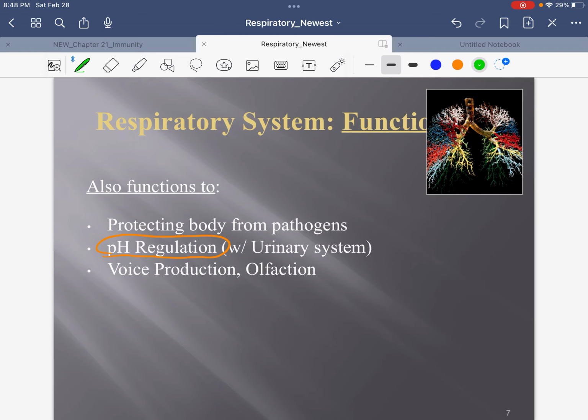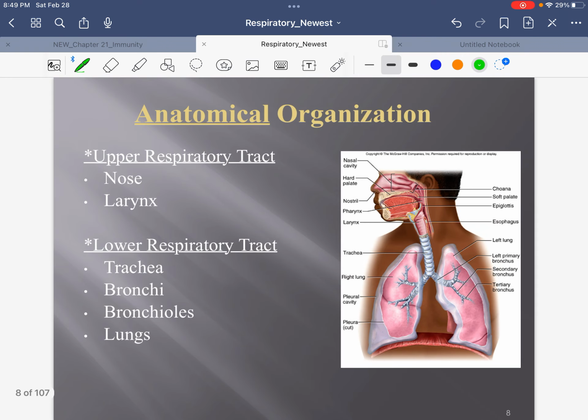Of course, we have some tonsils that can help us with immunity, protecting the body from pathogens. We have the larynx, which allows us to make voice. And we have the nose, which allows us to smell. So those are the other associated functions, but the two that I want to focus on are gas exchange and then pH regulation. All right.